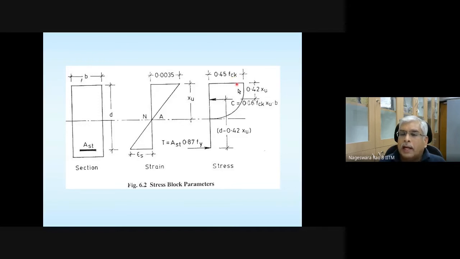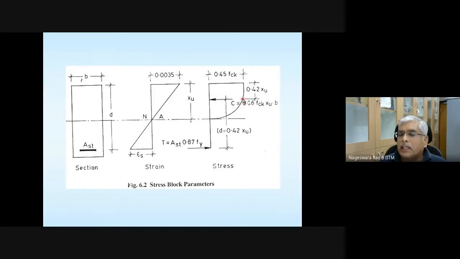Okay, and here this compression zone, this stress distribution in compression, is going to have a combination of rectangular and parabolic portions. So the resultant compressive force turns out to be 0.36 FCK XU times B, and how this is obtained we'll see in a while. Okay, this is where we stopped yesterday.